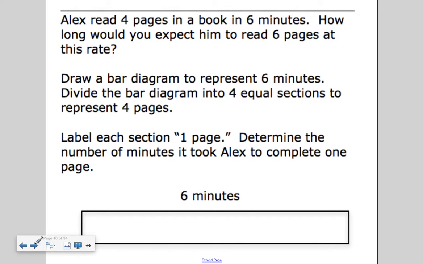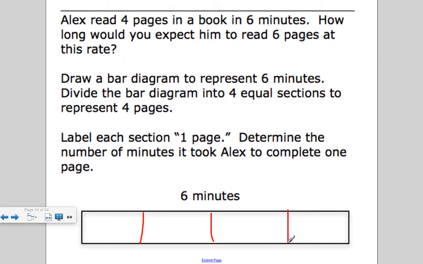Alright, so Alex read 4 pages in a book in 6 minutes. How long would you expect him to read 6 pages at this rate? So some of you may prefer the bar diagram. You just like drawing a bar. So imagine this entire bar is 6 minutes. There are how many pages? 4 pages. So we need to divide this into 4 sections.